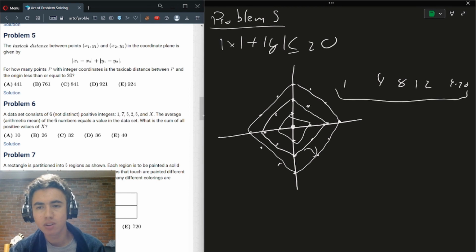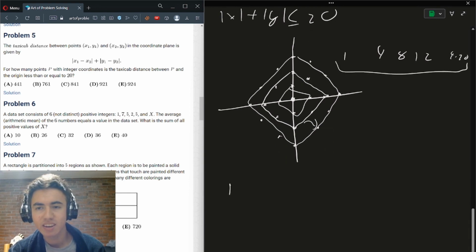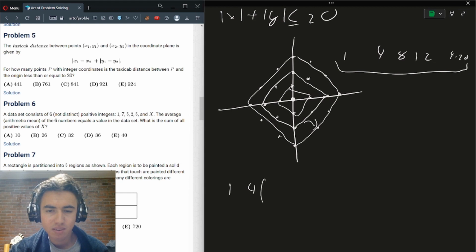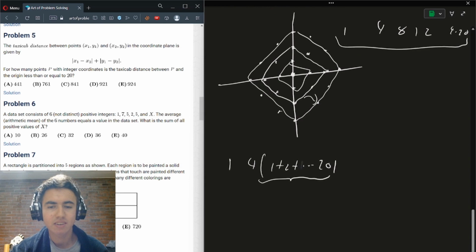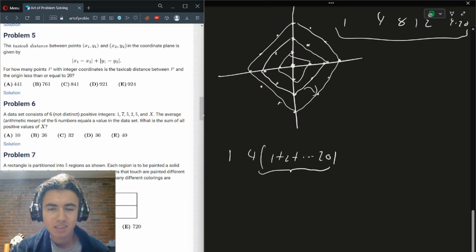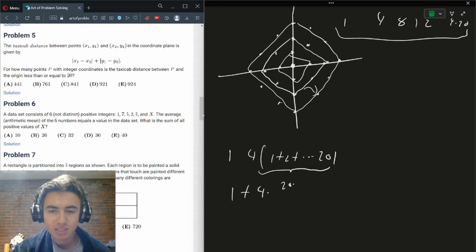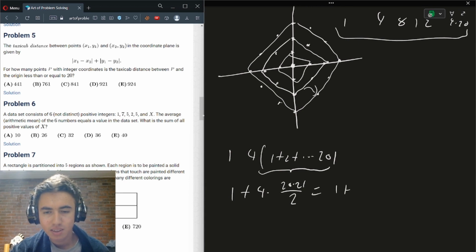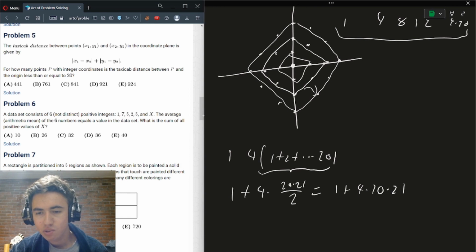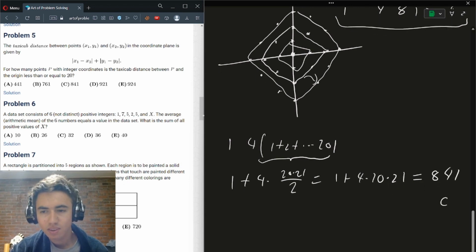And we want to get the sum of all of these. So let's add the 1 separately, and now we're taking the sum of 4 times 1 plus 2 plus up to 20. And this is an arithmetic series. I'm not going to explain it, but you can treat this as a formula: 1 plus 4 times 20 times 21 over 2. Simplifying, that is 1 plus 4 times 10 times 21. 4 times 21 is 84, times 10 is 840, and then we get 841, and that is the answer, C.